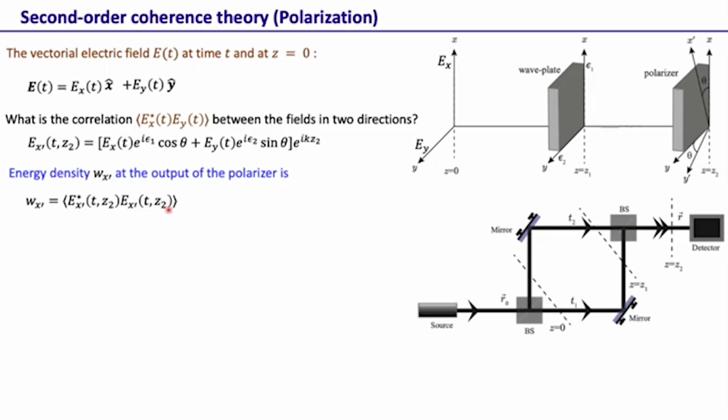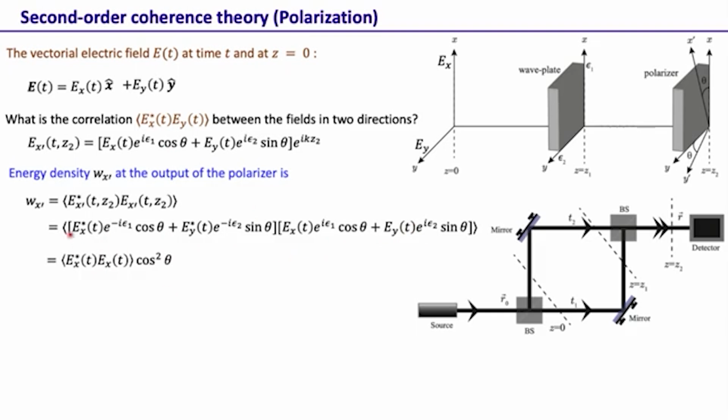So E star x prime, E x prime, we can simply calculate this. We put this in here, the starred quantity and then the quantity itself, and if you multiply it, we see that from this one and this one, it's E star x Ex cosine square theta, E star y Ey ensemble sine square theta, plus the cross terms. Now we can see that this is basically the energy density coming from x polarization. This is the intensity coming from y polarization, and that's the cross term.